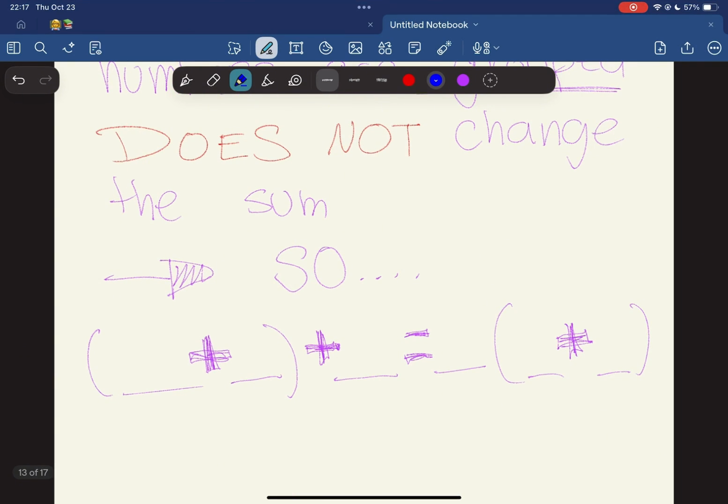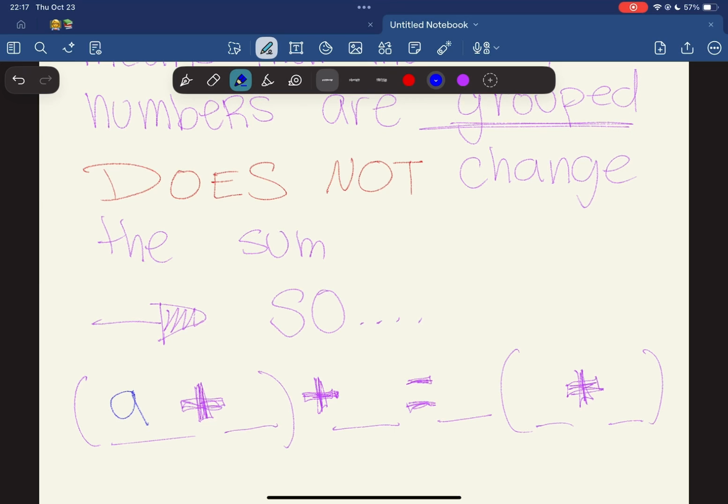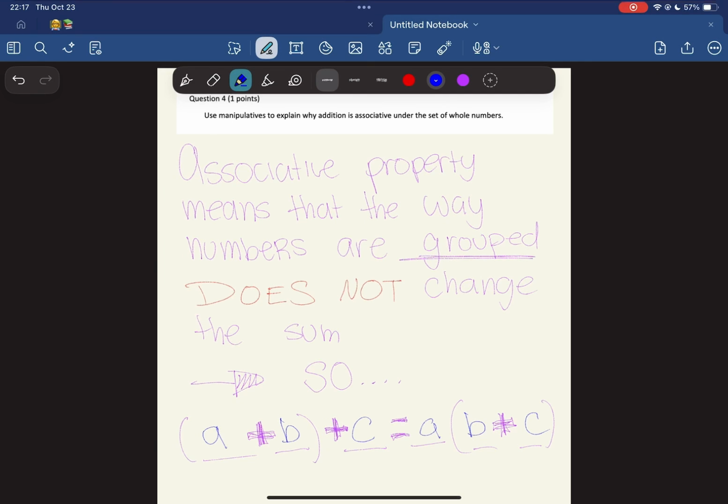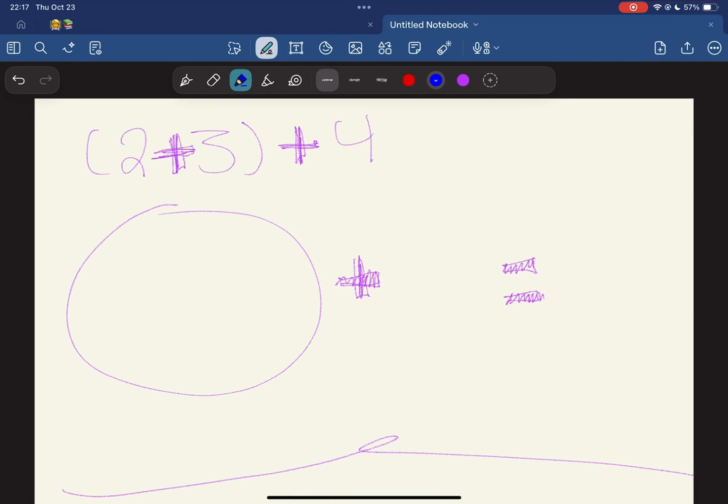So essentially, we have A plus B in our parentheses, and we're going to add C to the outside of parentheses, and then it's going to equal A, and then inside the parentheses is going to be B plus C. But let's go ahead and use some counters to see with the numbers 2, 3, and 4. So we are going to have 2 and 3 inside of our parentheses, and they are also going to go inside of our circle. And then on the outside of parentheses, we are going to add 4.